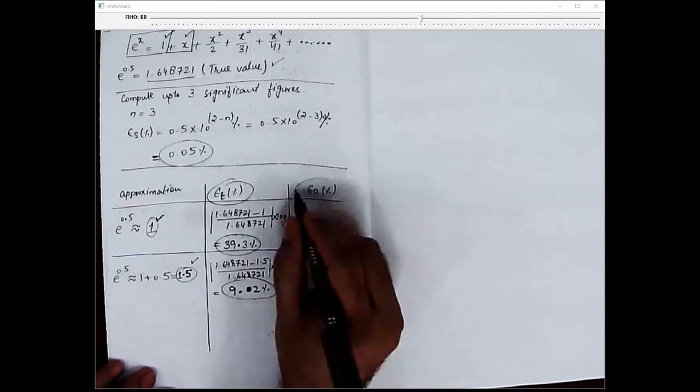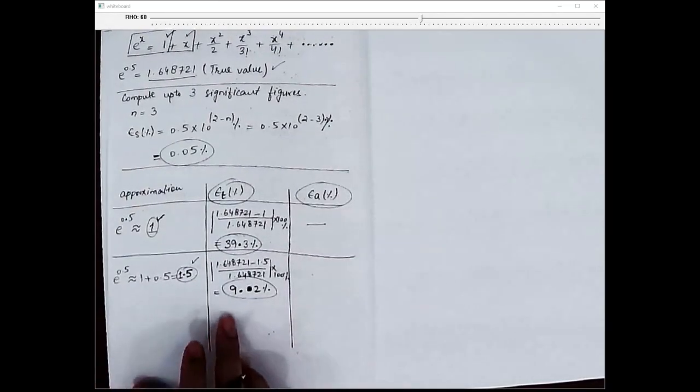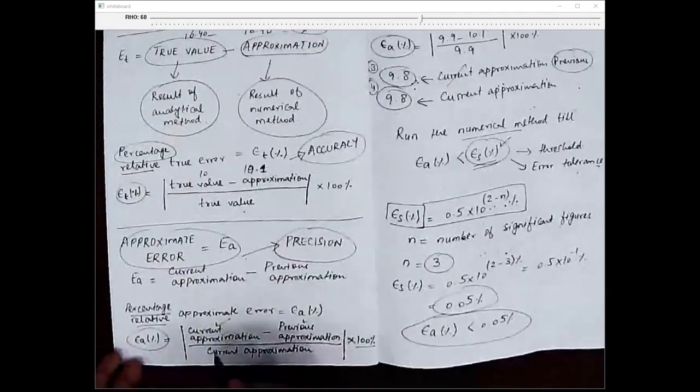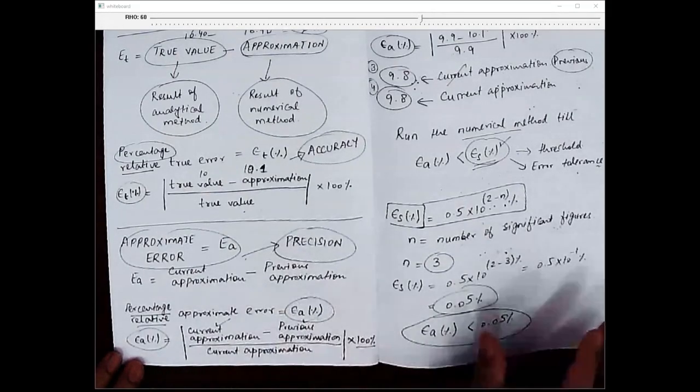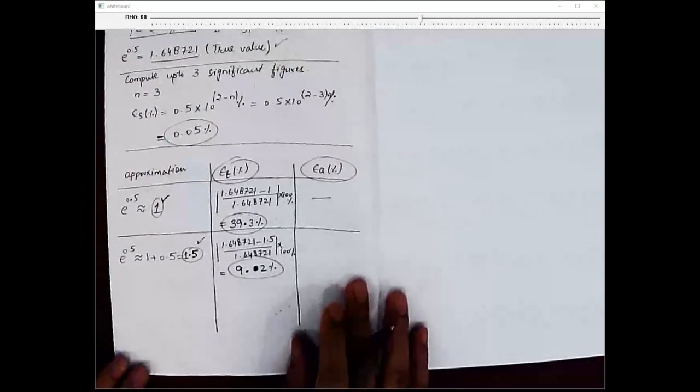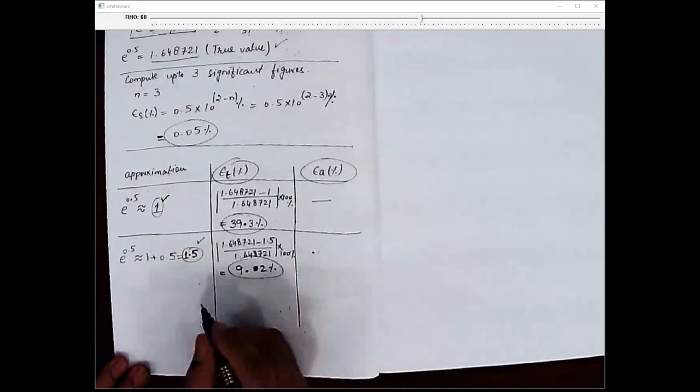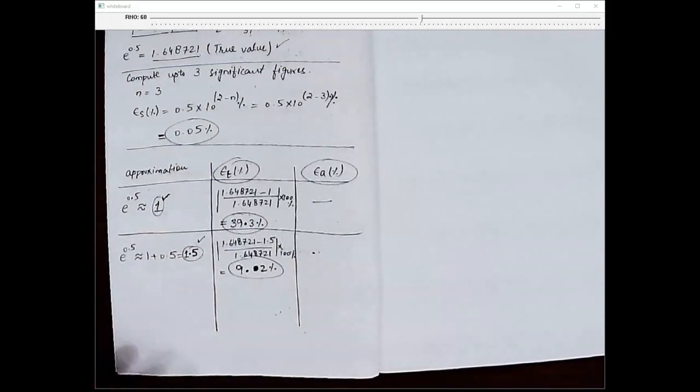Now again the question comes, can I compute this EA percentage? I again go and look at the formula. It says current approximation minus previous approximation, so you must have two approximations, divided by the current approximation, multiplied by 100%, and you will be able to compute EA percentage. So, do we have two approximations?